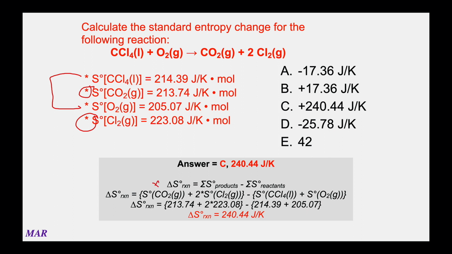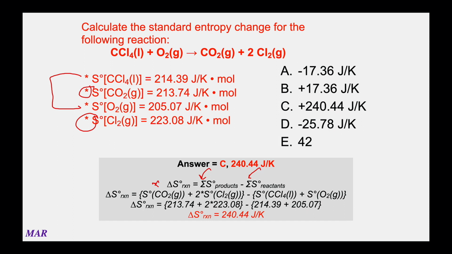This is the official version of the equation. The entropy of the reaction equals the sum of, that's what that symbol means, the sum of all the entropies of products minus the sum of all the reactants' entropy. And you just plug and chug the different numbers in. Make sure you multiply the chlorine by 2 because stoichiometries are affected. These entropy values are usually per 1 mole.